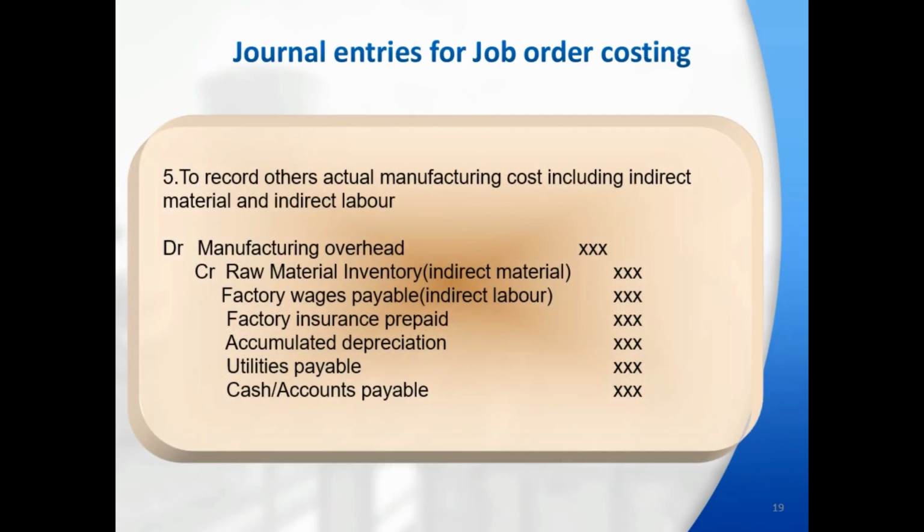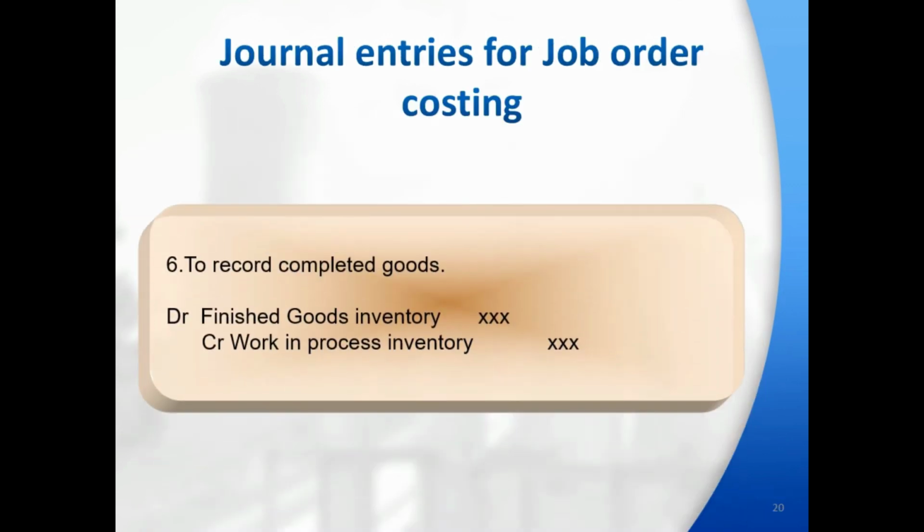Next, to record other actual manufacturing costs including indirect materials and indirect labor, debit manufacturing overhead, credit raw materials inventory, credit factory wages payable, credit prepaid factory insurance, credit accumulated depreciation, credit utilities payable, credit cash or accounts payable. This depends on the transaction. Next, to record completed goods, debit finished goods inventory and credit work in process inventory.